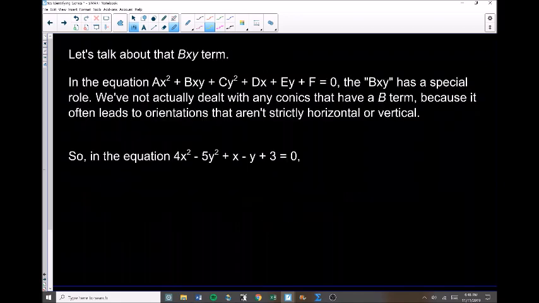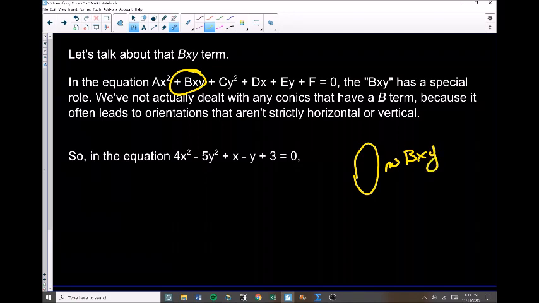So this bxy term is not something we've been dealing with. Because what a bxy term often does is take an ellipse that has a horizontal orientation, this would have no bxy term, meaning no x times y in the equation anywhere. If you have a bxy term, it often twists it and gives it this rotation. And those are substantially more difficult to deal with using the tools that we have so far. So we've not been graphing conics that have a bxy term.